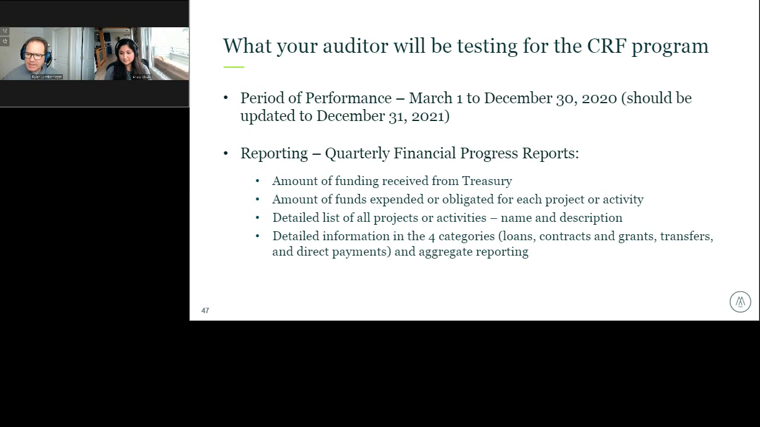And on the reporting side, auditors will be testing your reporting. And these areas that we've kind of detailed out in the slide deck are what Treasury wants us to look at as auditors. And some of this, like the amount of funding received from Treasury, if I'm not mistaken, I think that's automatically in the grant solutions reporting. So it's not like you can change that, but it's one of the things they want the auditors to look at. Amount of funds expended or obligated for each project or activity, detailed listing of all the projects and activities, names and descriptions. And then just making sure with those 4 categories where it's a loan or a contract and a grant or transfers or direct payment, that all those appear appropriate. So those are some of the areas that OMB wants auditors to look at.